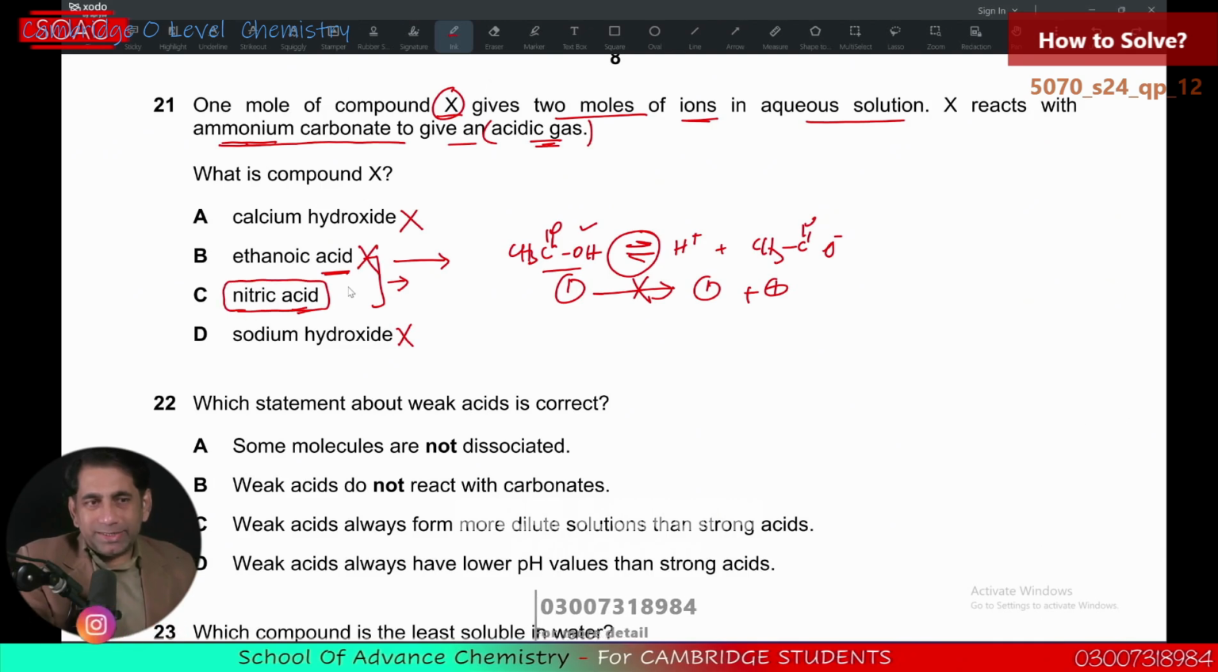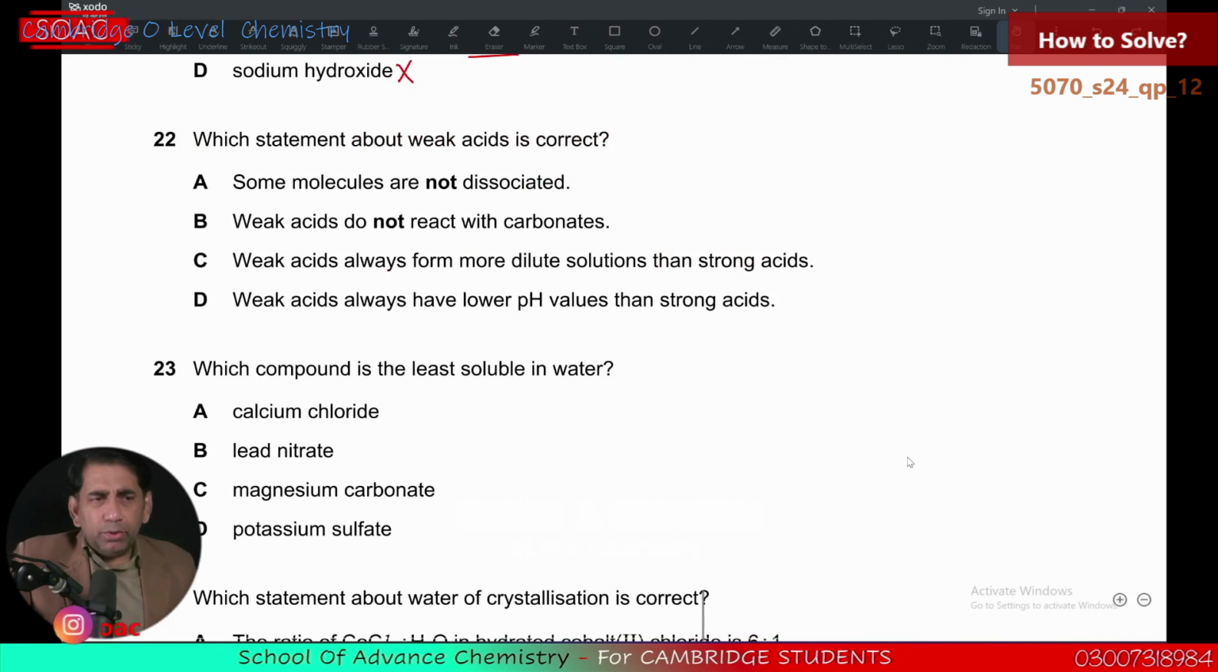It is a stronger acid. It is showing irreversible reaction, and yes, it will give 2 mole of ions. One is H positive ion and the other one is NO3 negative ion. So C is the correct option. This nitric acid will react with the ammonium carbonate, and it will give CO2, H2O, and ammonium nitrate is formed. Question number 22, which statement about the weak acid is correct?